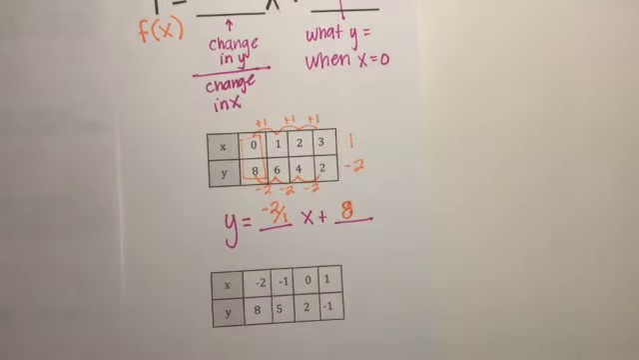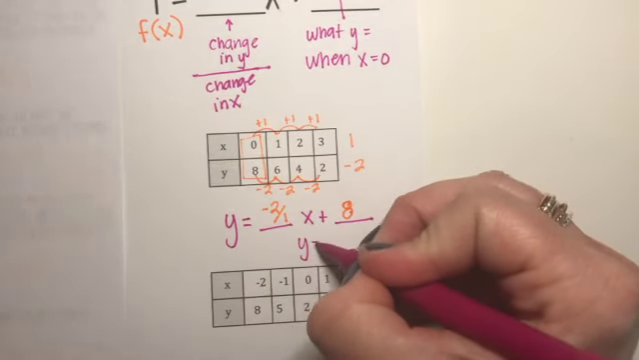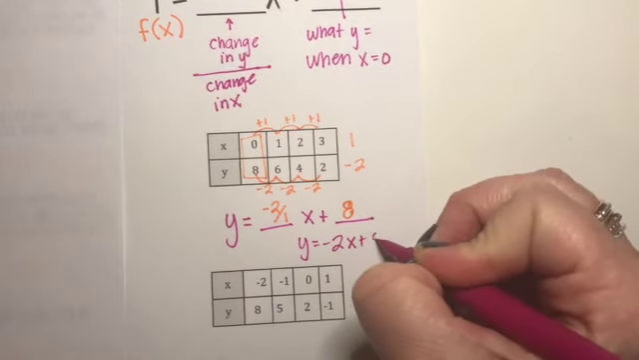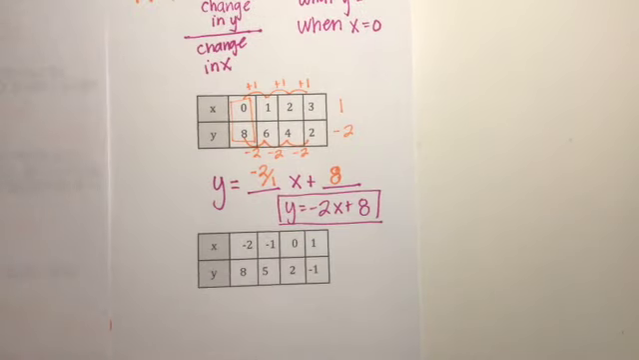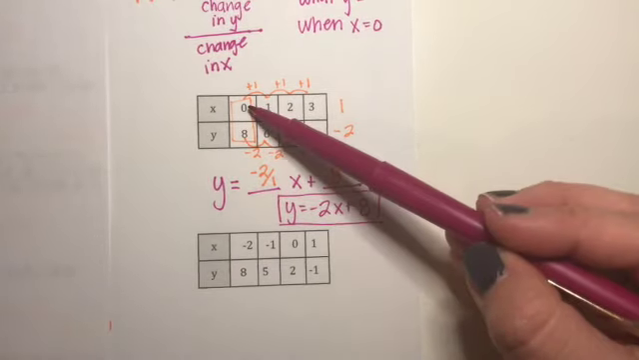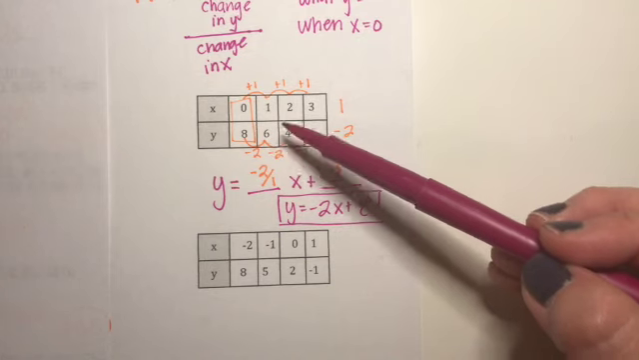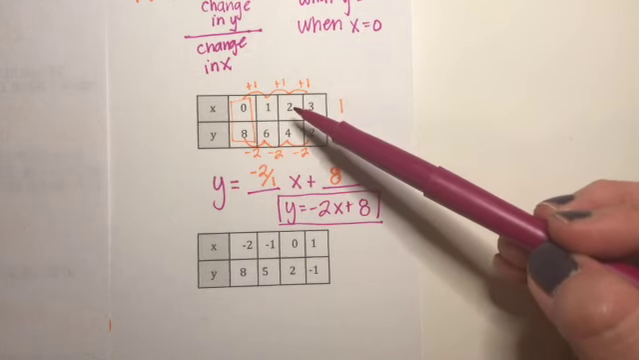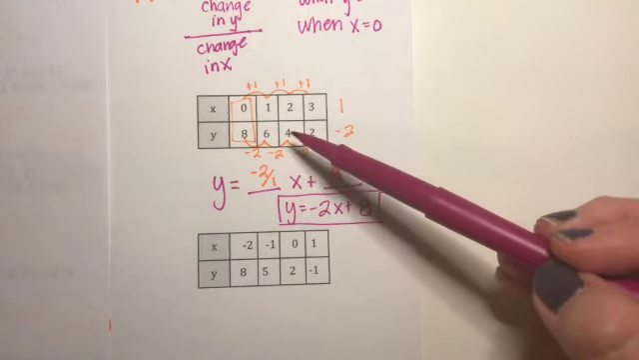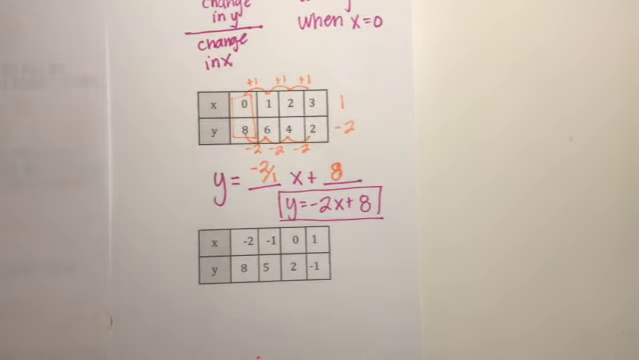Okay, so we always want to write it in simplest form. So instead of negative 2 over 1, I'm just going to write that as negative 2x plus 8. And the cool thing is, you could plug these in and it fits. So negative 2 times 0 plus 8 is 8. Negative 2 times 1 is negative 2, plus 8 is 6. Negative 2 times 2 is negative 4, plus 8 is 4. So these are all ordered pairs that came out of this equation. You're just figuring out the equation.